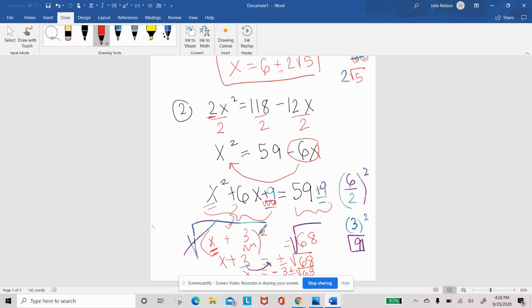Now, the square root of 68 breaks down into 2 times 34. And 34 breaks down into 2 times 17. So what do I have a pair of that can come out of the square root? Well, I can factor out a 2, a pair of 2's. And what's left behind is 17. So my final answer, instead of x equals negative 3 plus or minus the square root of 68, is x equals negative 3 plus or minus 2 square root of 17.